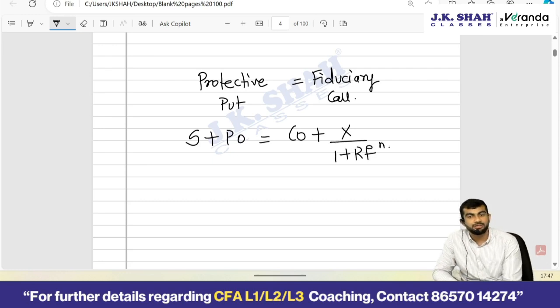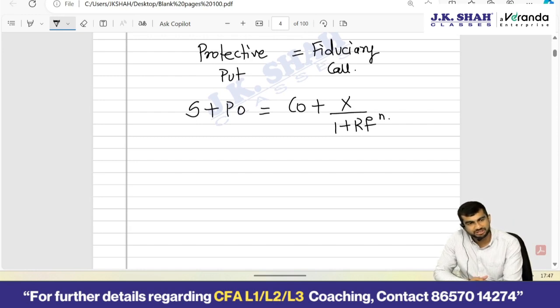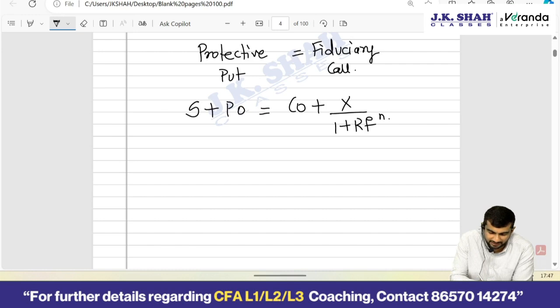Now just ensure the call option strike price, put option strike price and face value of the bond all are the same. Otherwise this relation won't hold true. Okay. Now I want to replicate a long position in stock without buying the stock. Replication is what? Doing something without doing that particular thing, right? So I want to go long on a stock but without buying a stock. So how will I do it?